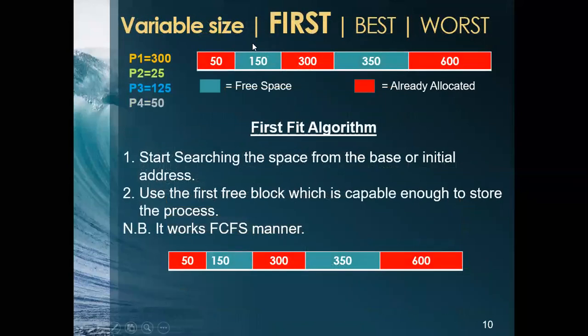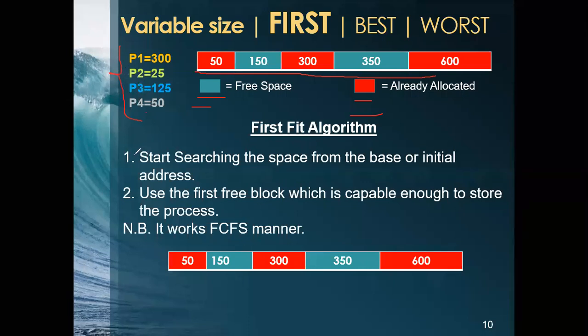So we will apply the first fit algorithm in the variable size, then best fit, and the worst fit. Okay, so let us start. What is our first step? This is our existing memory. Out of this memory, these are free spaces and these are already allocated. We have to allocate memory for these four processes: P1, P2, P3, and P4.